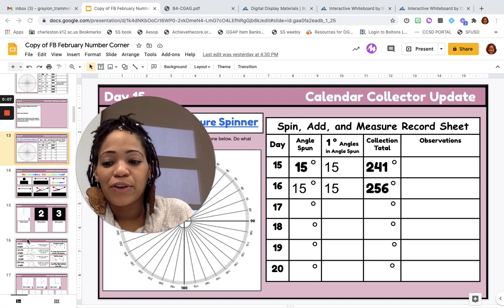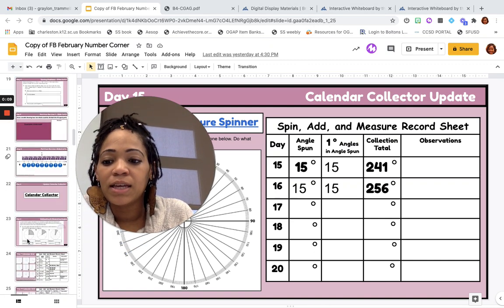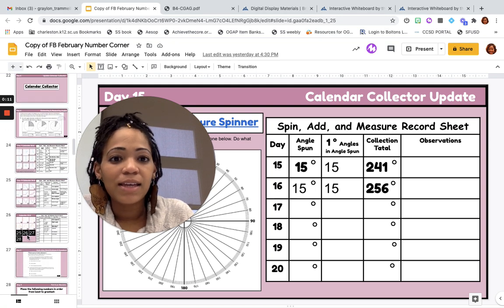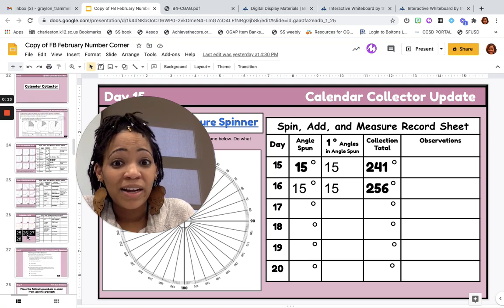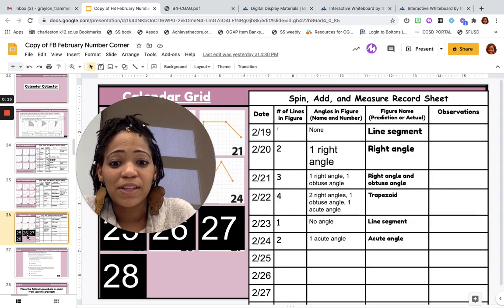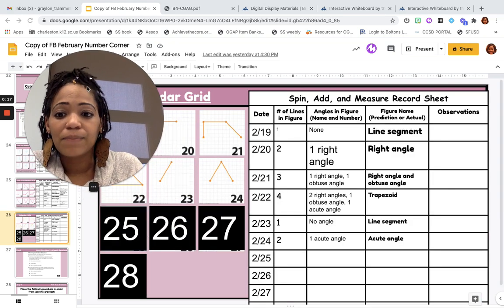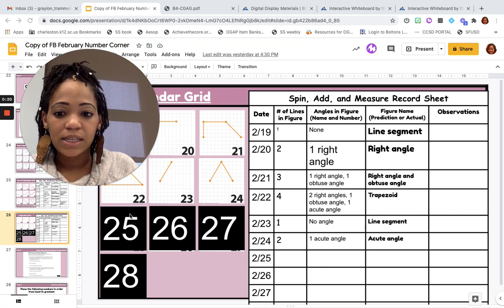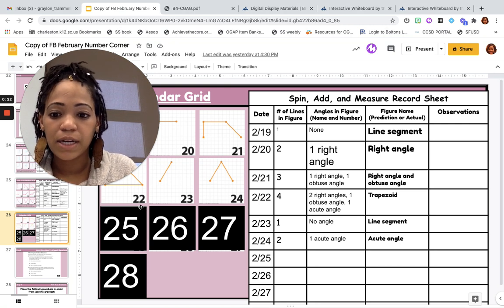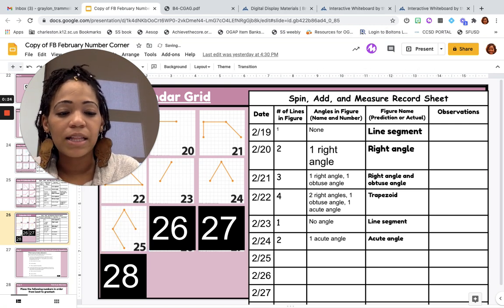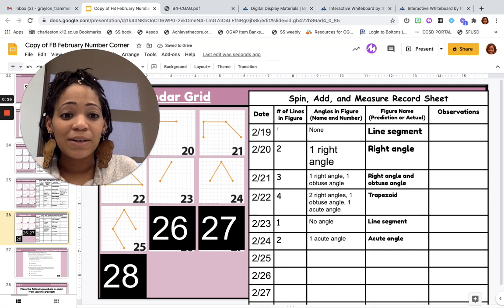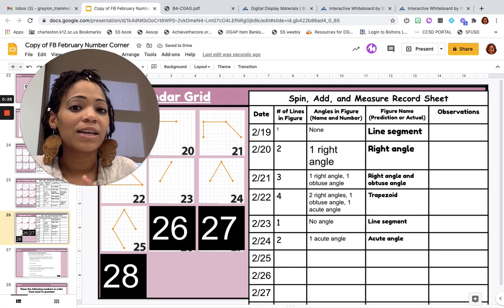It is Thursday, February the 25th, and I can't believe February is almost over. I just feel like it went by very quickly. We are going to look at today's calendar marker very quickly. We will update our calendar collector, and then we're going to play Put It on the Line again.